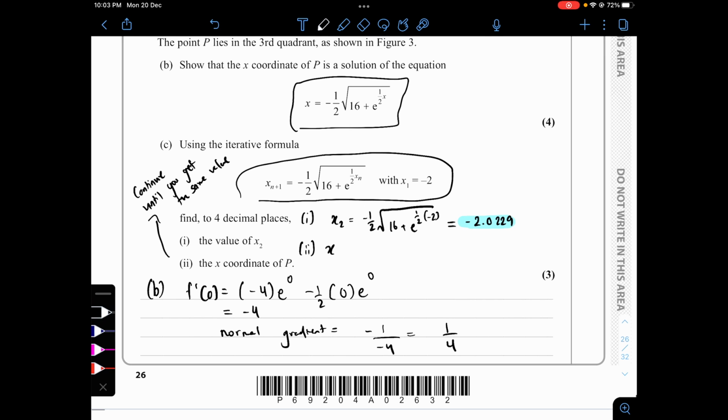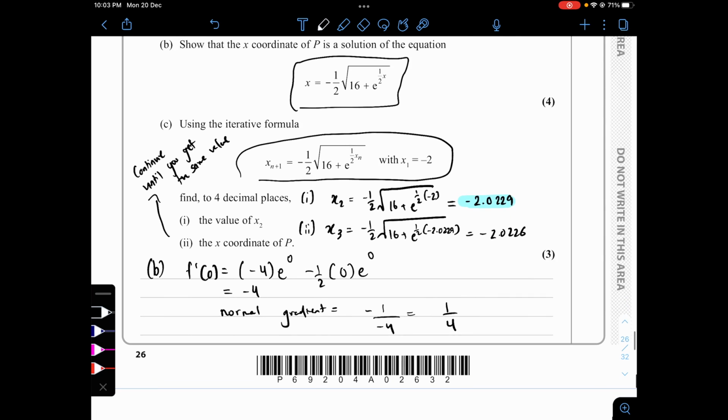So if we were to find x3 now, we do the same thing: minus 1 over 2 square root of 16 plus e to the power of minus a half times minus 2.0229 equals minus 2.0226. Now if we were to substitute it again, I'll do it again. So this will be x4 equals minus a half, 16 plus e to the power of a half times 2.0226. You still get the same answer, minus 2.0226.